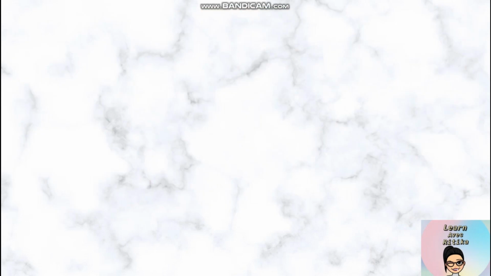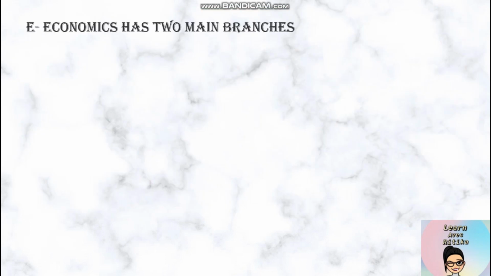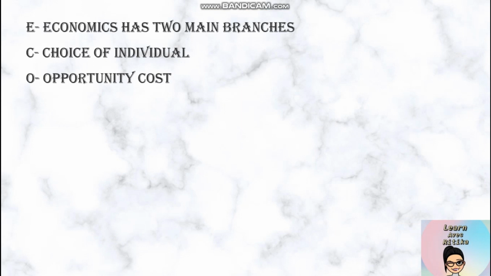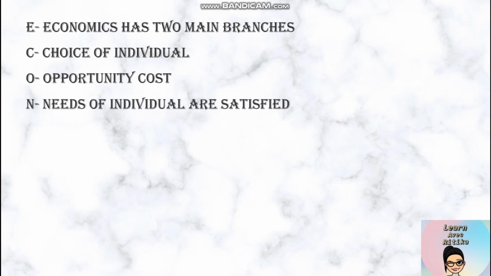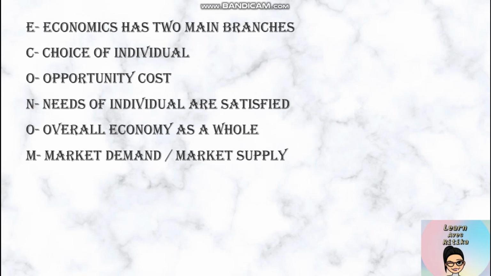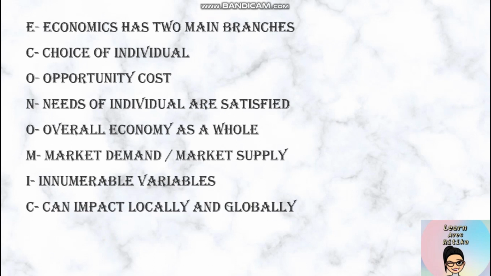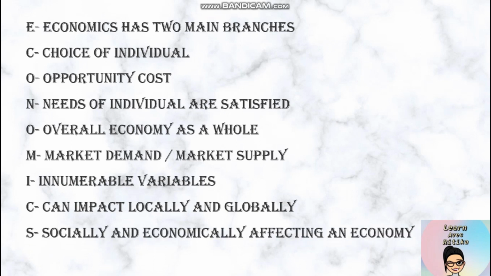Now, to sum up this video, economics has two main branches, namely microeconomics and macroeconomics. Under microeconomics, the choice of an individual is focused upon, wherein the opportunity cost is realized and the needs of an individual are satisfied. Under macroeconomics, we deal with the economy as a whole. Therefore, market demand and market supply come into play. There are innumerable variables that can impact the economy locally as well as globally, therefore socially and economically creating an impact.